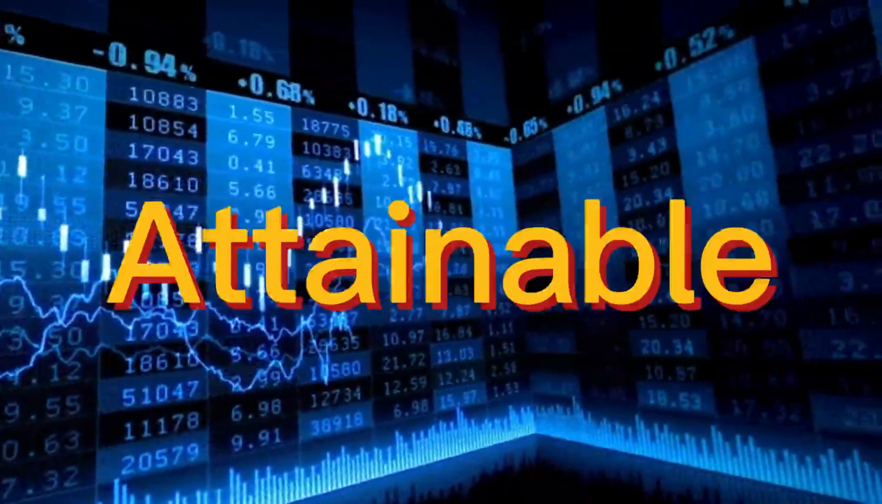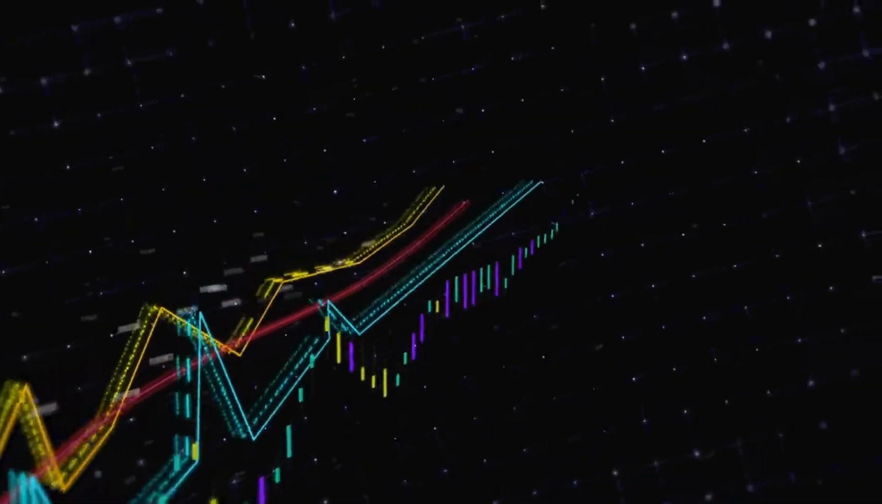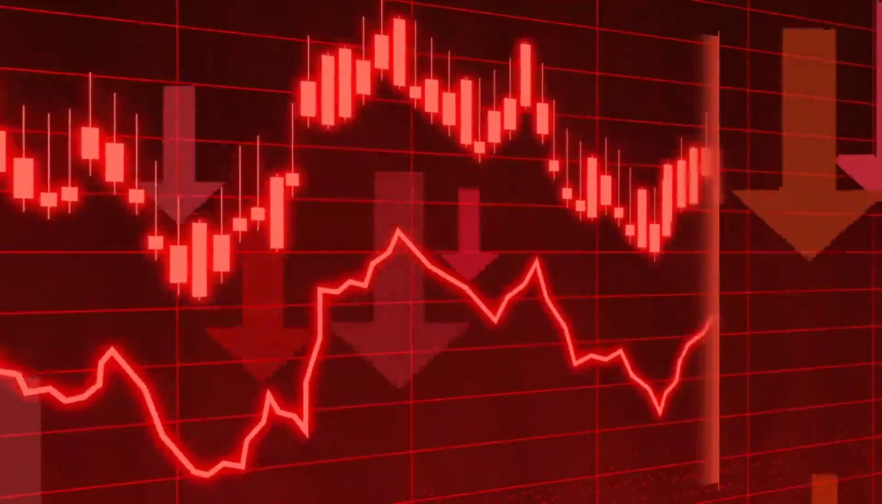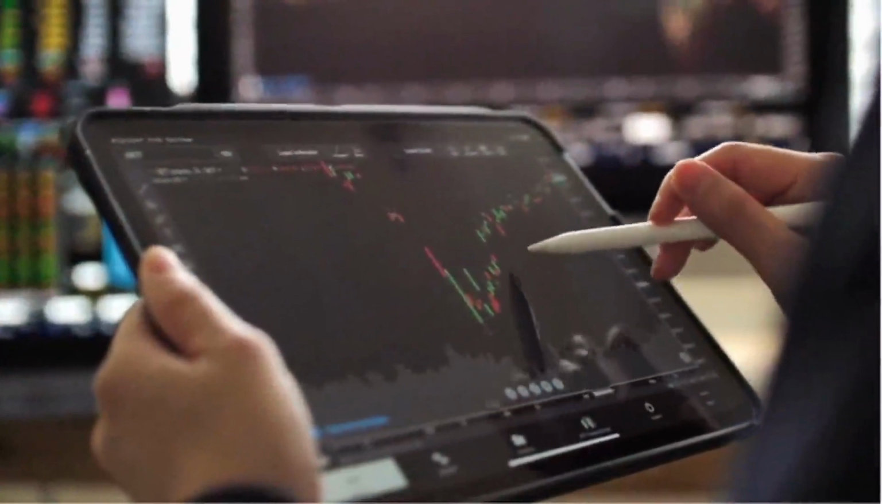Your investment goals should be specific, measurable, attainable, relevant, and time-bound. For example, you may want to aim to earn a 10% annual return on your investments over the next 5 years. By setting a specific goal, you will have a clear target to work towards.